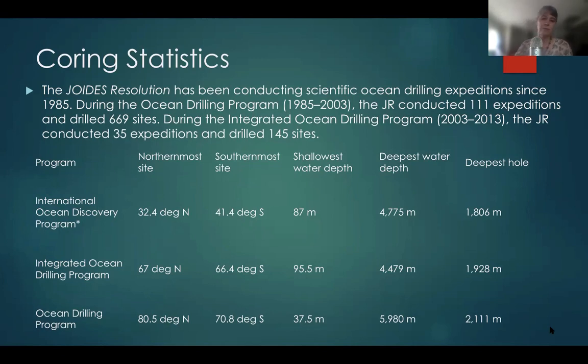So actually, the most northern site in the ocean drilling program was 80 degrees north. The most southern site, 70.8 degrees south. The shallowest water, 40 meters. And the deepest water depth, 6 kilometers. And the longest hole they've drilled was 2 kilometers, 2 kilometers of sediment.